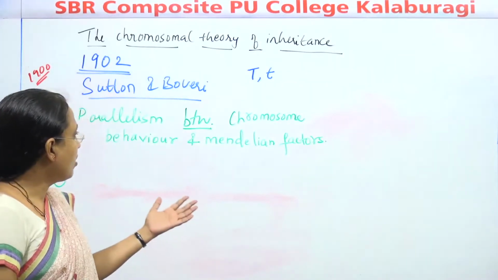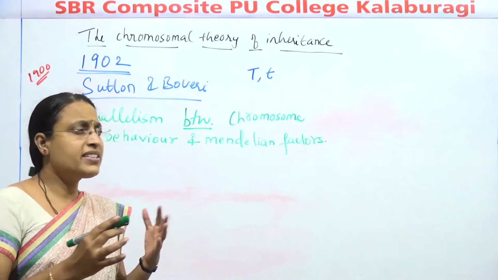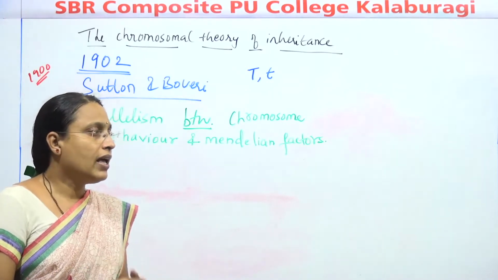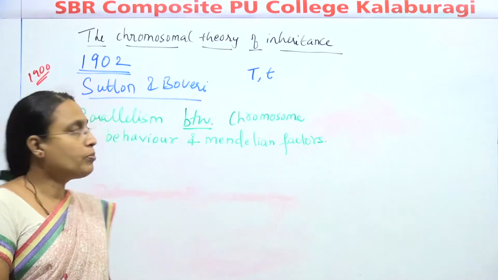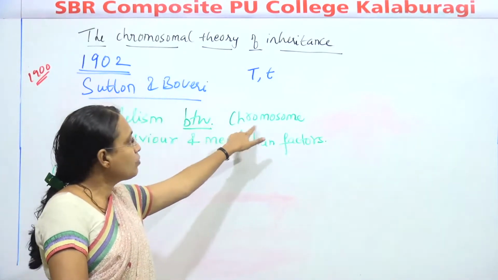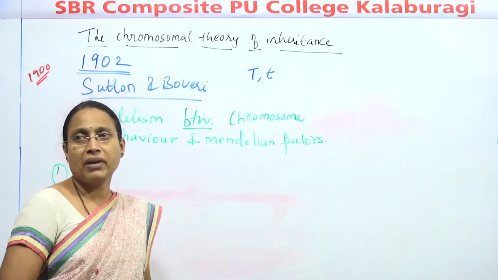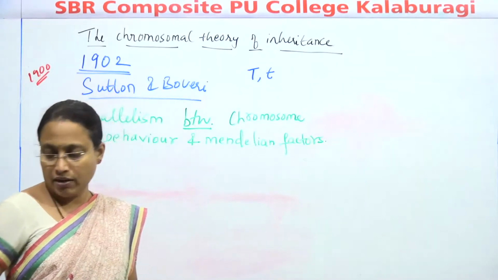So it means whatever factors Mendel studied, whatever he was representing in the form of an alphabet, they are very much similar to the behavior of chromosomes. Once I draw the figure, in the overall sense, it becomes clear what the behavior of chromosomes actually is.